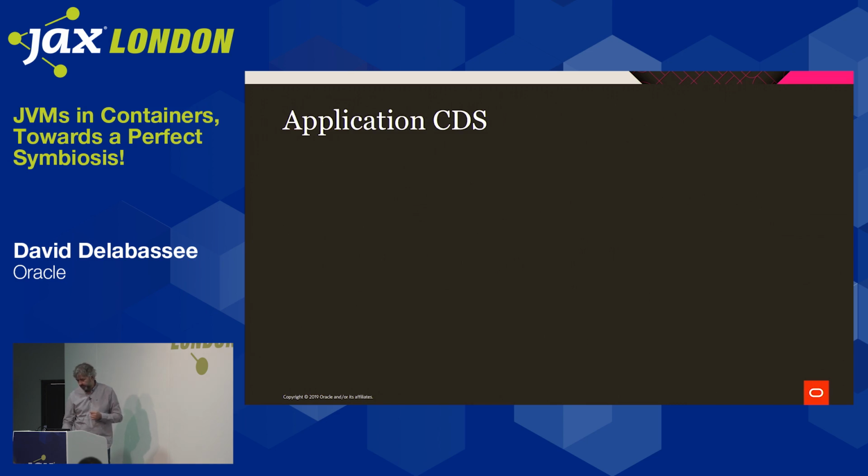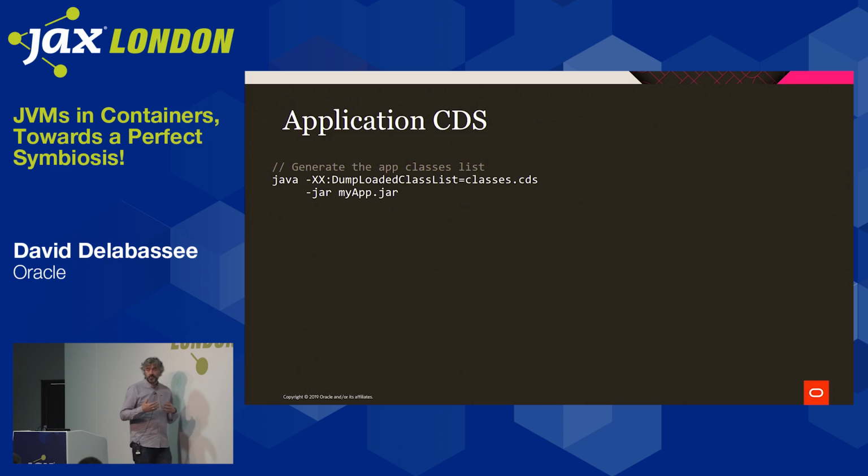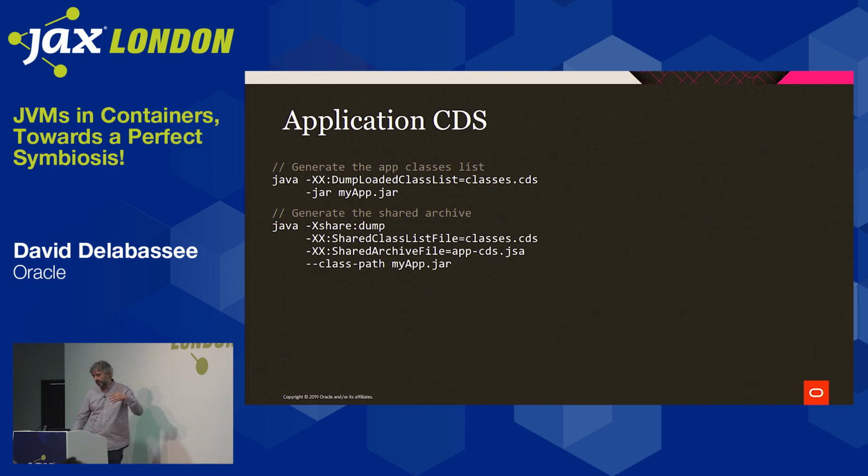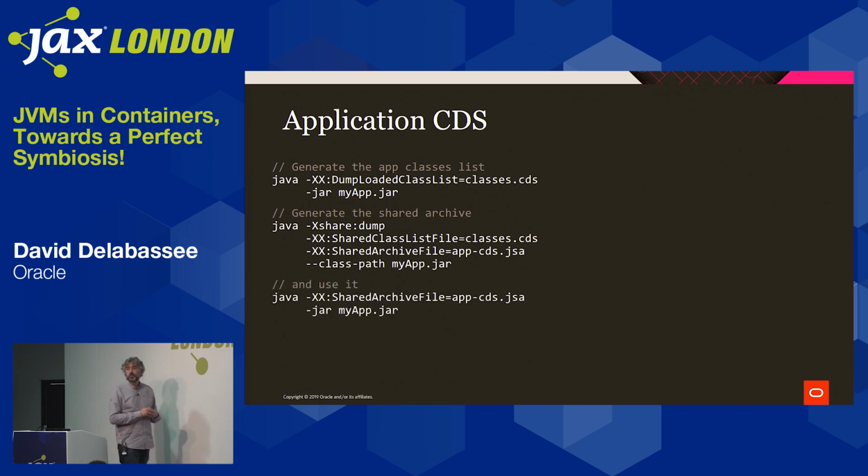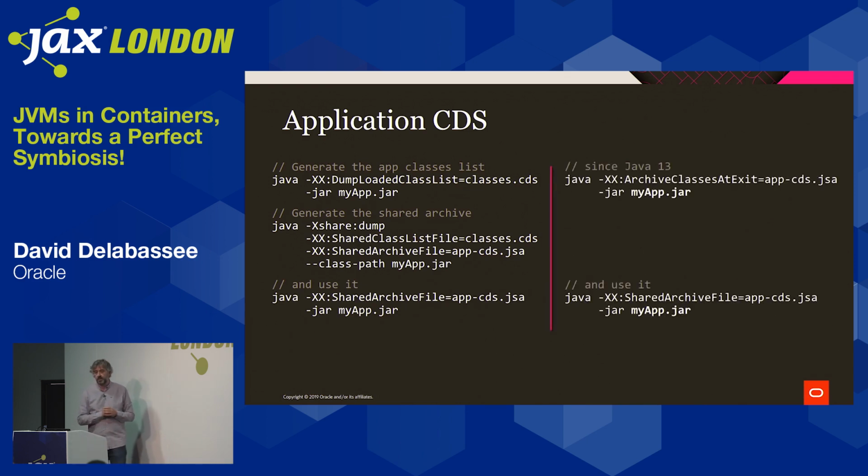In 13, what we do is the following. To do the dump of the classes of your own code, of your own application, it was a three-step process. First, you need to create a list of the classes that you want to dump. Then you need to dump those classes. And finally, you use that dump to run your code. In 13, it's easier. You just start the application once with the archive classes at exit flag, and the dump will be automatically created for you. The next time you start your application, you specify where we can find that archive, and there you go. You have the benefit of CDS and app CDS directly.